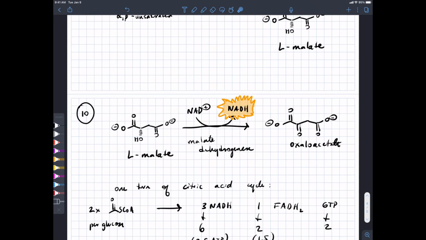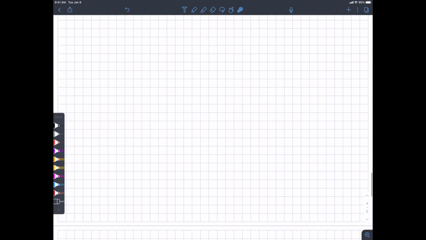All right, let's close the book on metabolism. We're done with that. And now let's talk about chemistry. And let's think about all of the carbon-carbon bond-forming reactions we have learned so far.